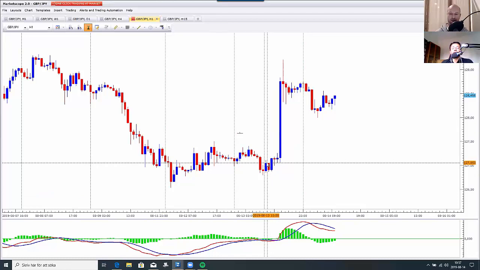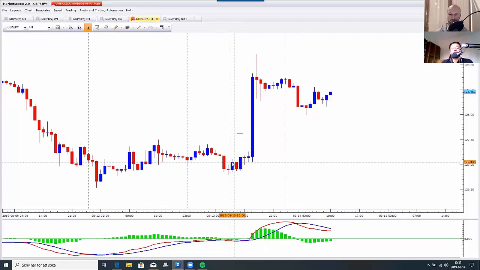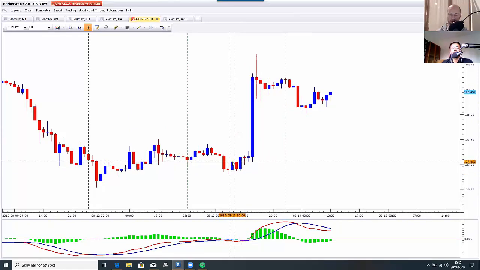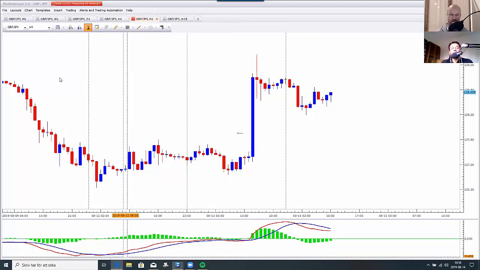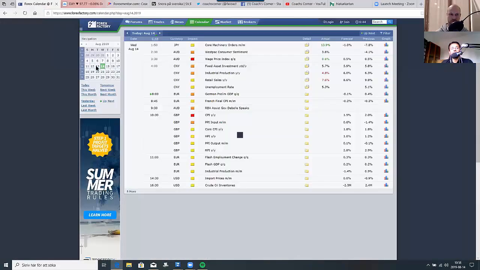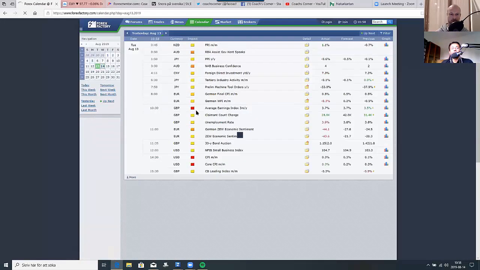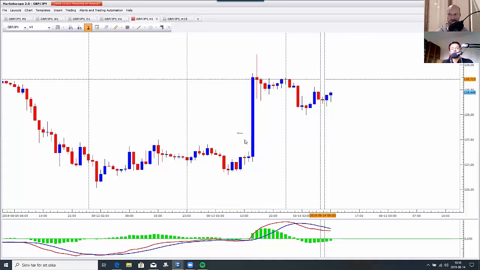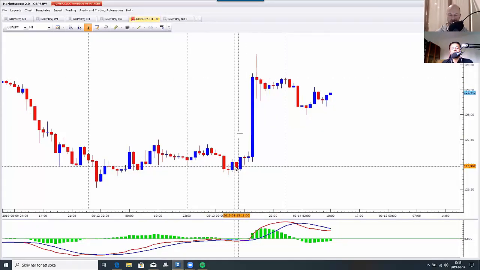So this is. Let me just zoom in. So when I entered in here, the news came out by the end of this candle, starting this candle. That was the red flag news for cable, and that is this red flag news that you are referring to. We are watching this one in here, average earning index. This was 10:30 my time, so here is 10:30.